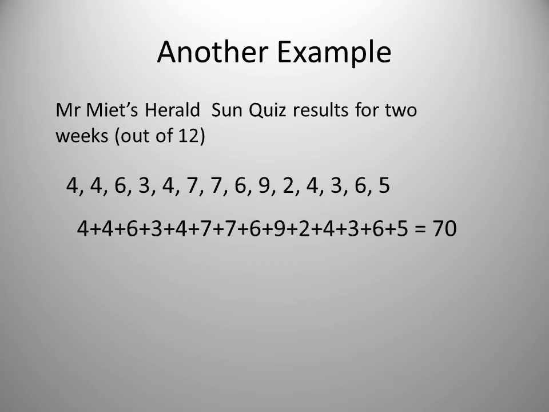Alright, so what do we do? We add them together again. Adding those 14 scores together, you get a total of 70. Now the key again is that there were 14 scores. 70 divided by 14 gives a score of 5. The mean is 5, so Mr. Miette's mean, or his average, is 5.